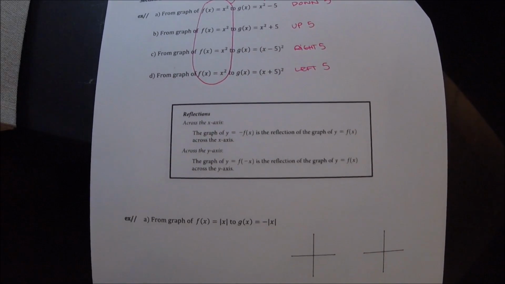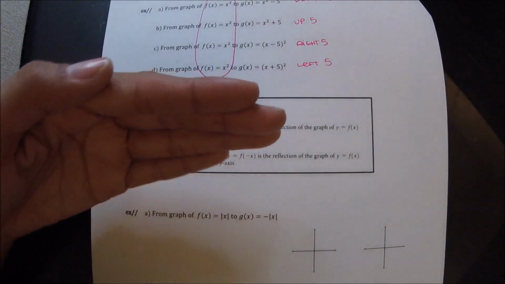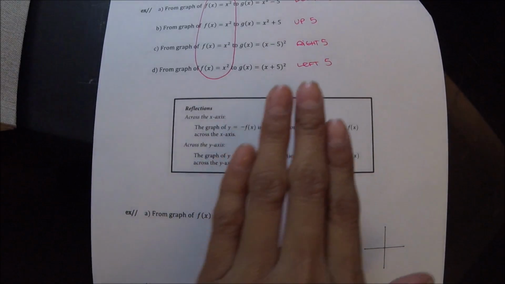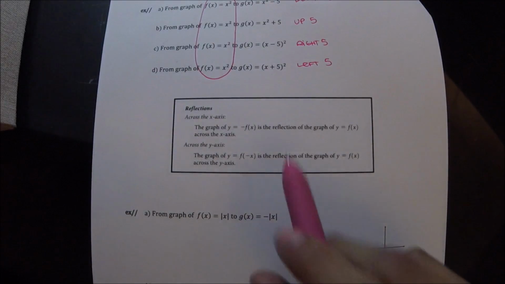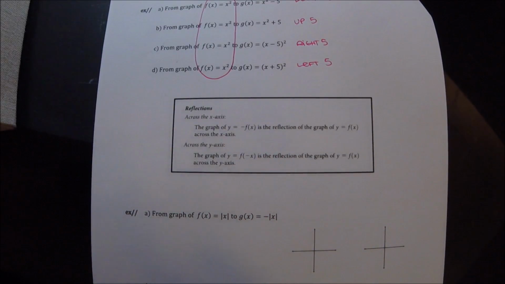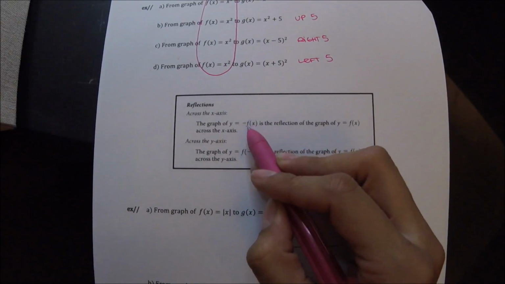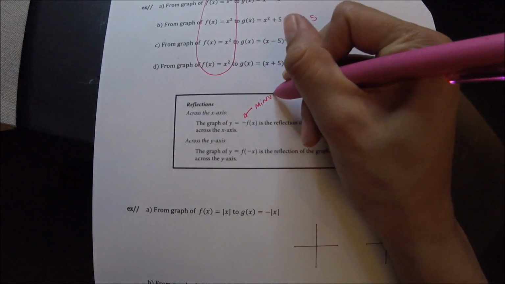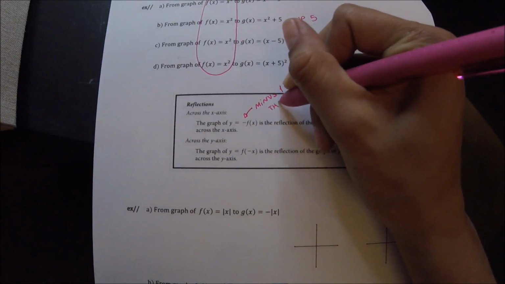Now let's talk about reflections. There are 2 types of reflections. First, you could reflect a graph across the x-axis, or you can also reflect a graph across the y-axis. So this also has an inside the function, outside the function difference. For across the x-axis, we see this minus in front of the whole function. So this one is a minus 1 times the entire function.